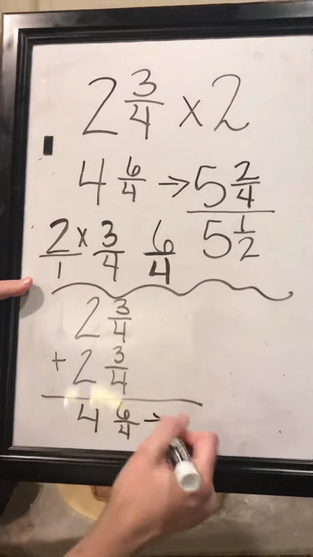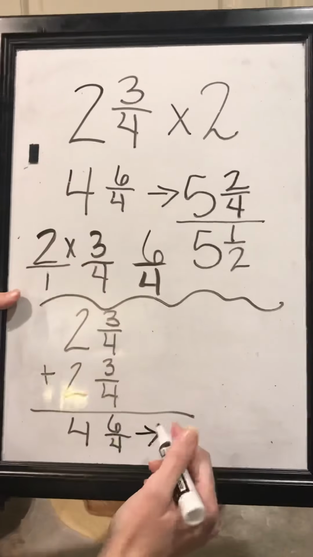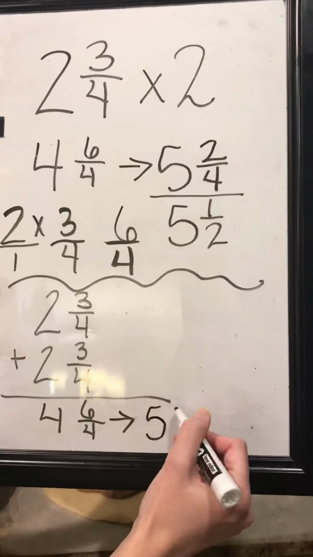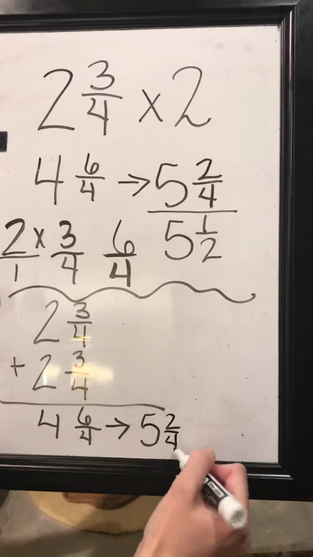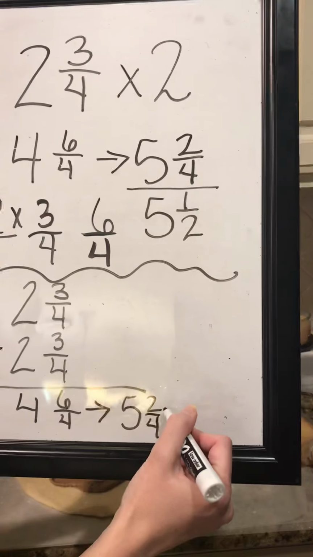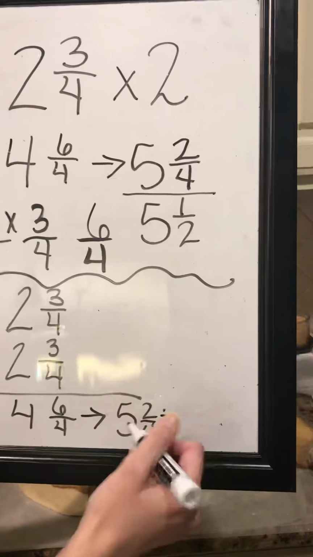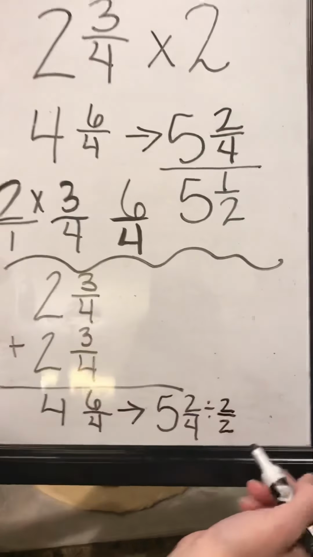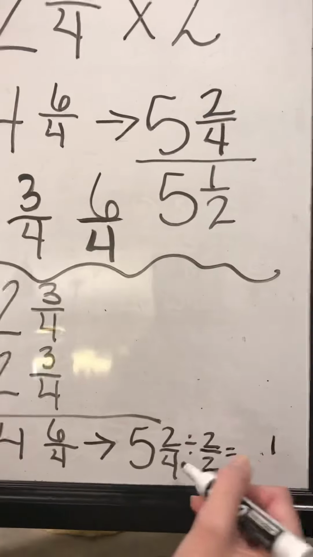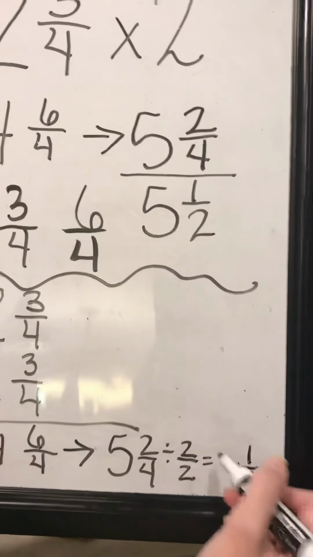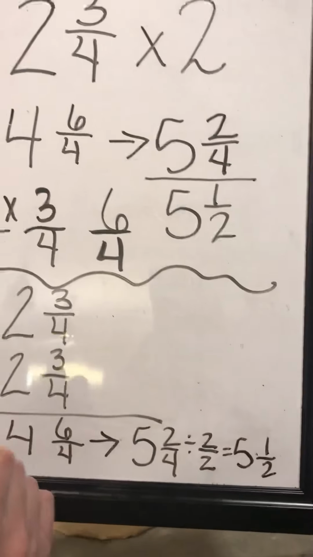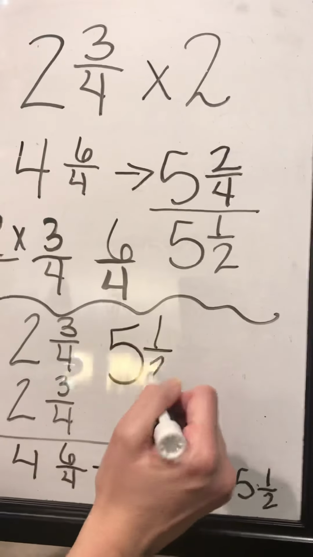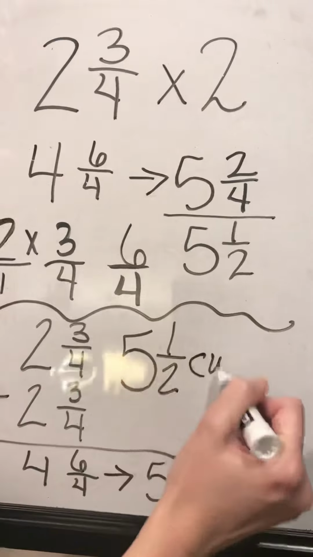So then I can change that, just like I did here. 4/4 would give me another whole, so that gives me 5. Then I have 2/4 left over, and these are both even, so if you wanted to show how we can simplify this to a half, I can divide them both by 2. 2 divided by 2 is 1, 4 divided by 2 is 2, so I end up with 5 1/2. So if I double my cinnamon roll recipe, that gives me 5 1/2 cups of flour.